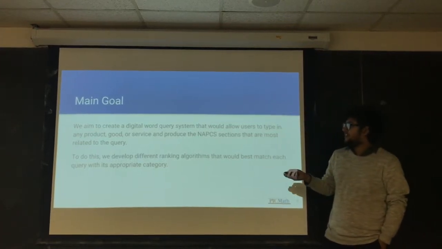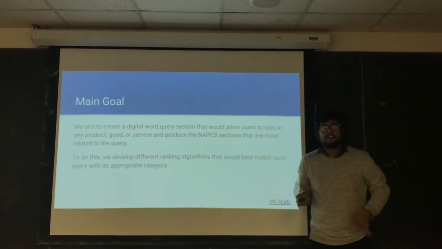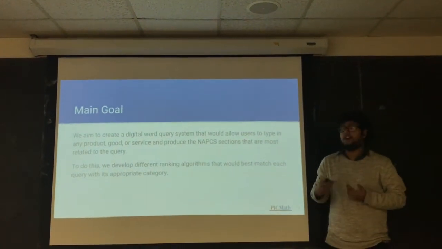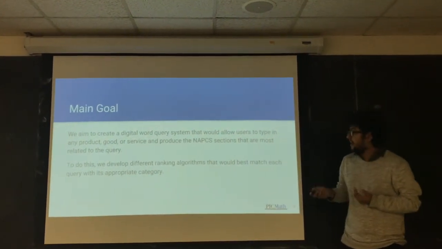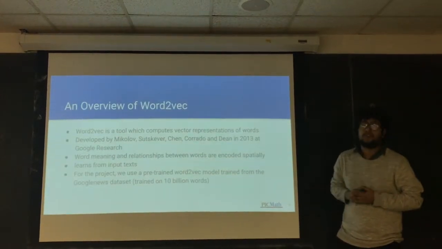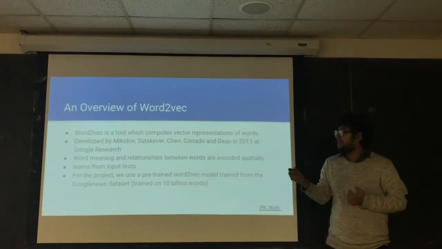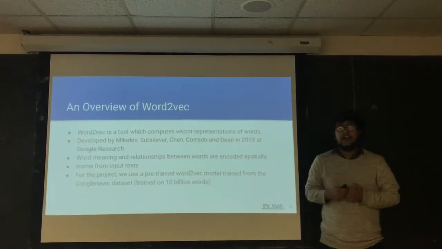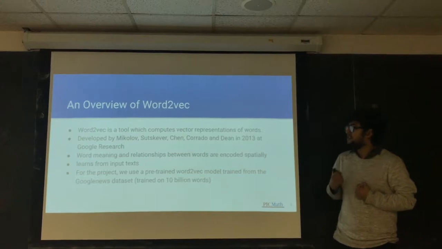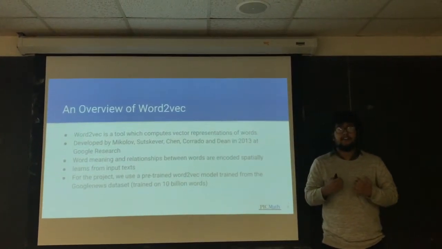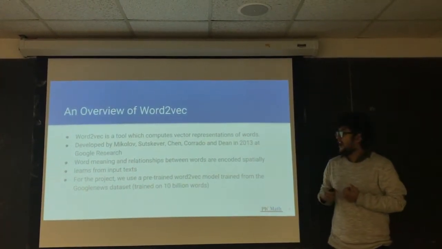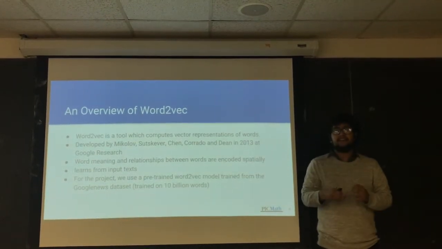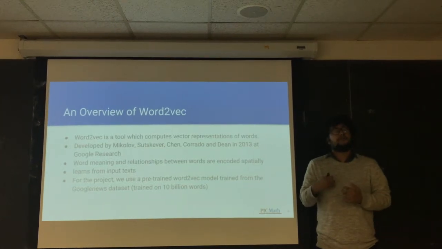So like we said, we're trying to develop different ranking algorithms. In order to rank something, we at least need to have a numerical representation of words or queries or categories. And for that, what we are going to use is something called Word2Vec. Word2Vec is a tool which computes vector representations of words. It was developed by engineers at Google. And the reason Word2Vec is so useful is not only are words represented in terms of vectors, but how they lie in a spatial form gives some meaning about their context as well.